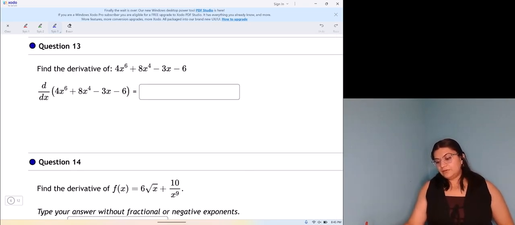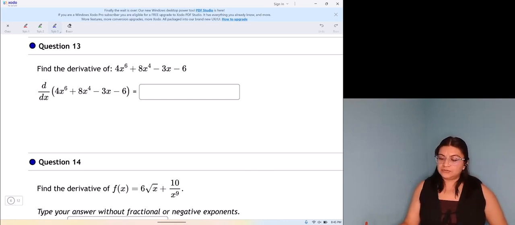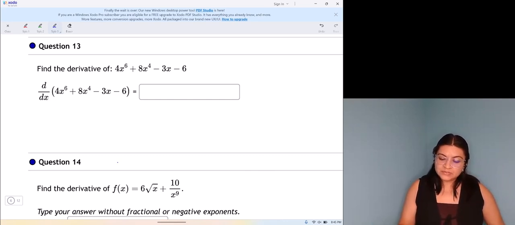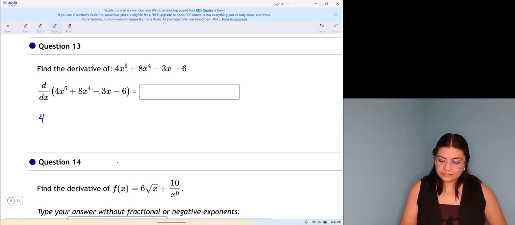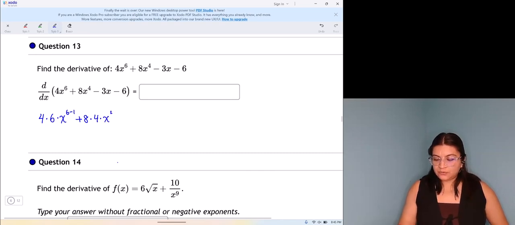Find the derivative of 4x to the 6 plus 8x to the 4 minus 3x minus 6. So let's do it step by step. You have 4 times 6 times x to the 6 minus 1 plus 8 times 4 times x to the 4 minus 1 and then minus 3. Then once we simplify all of this, we get 24x to the 5th plus 32x to the 3rd minus 3.